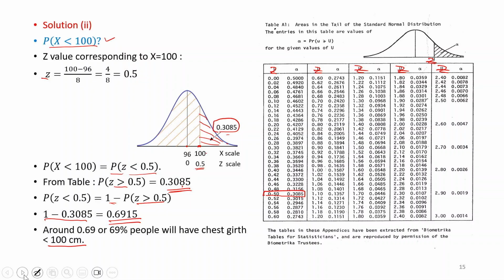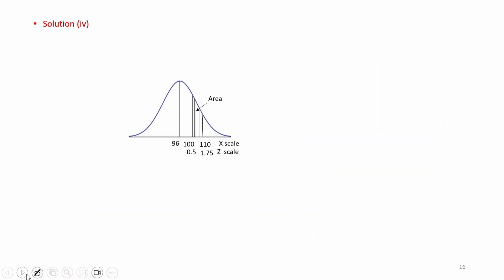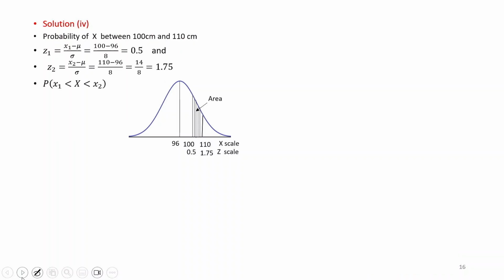This is one problem. Another problem we have solved. The other one is now we're coming. The fourth one. The third one I have not solved. The fourth one is that we need to find out values between 100 and 110. How many people's chest girths are lying between 100 and 110 centimeters? So I have given x1 and x2. Okay. Therefore, first we find out what is z1 and what is z2. So z1 is 0.5 and z2 is 1.75.